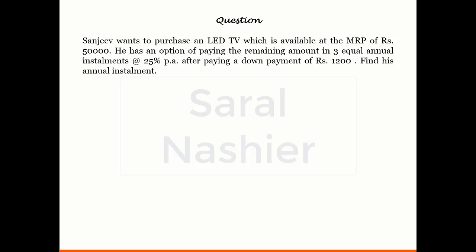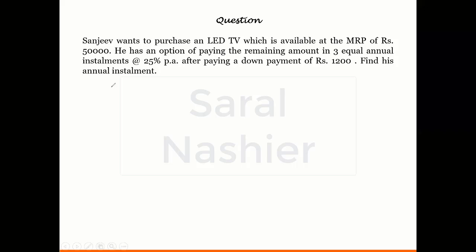So let's start discussing the question now. The question is, Sanjeev wants to purchase an LED TV which is available at the MRP of 50,000. He has an option of paying the remaining amount in 3 equal annual installments at 25% per annum after paying a down payment of 1200. That means the remaining 48,800 he can pay through installments. Find his annual installment.